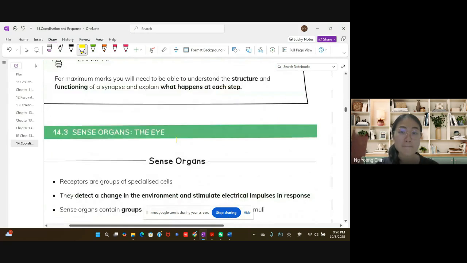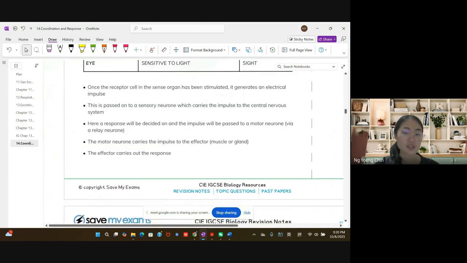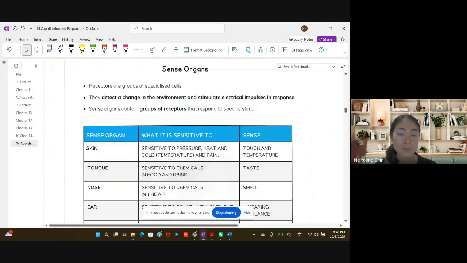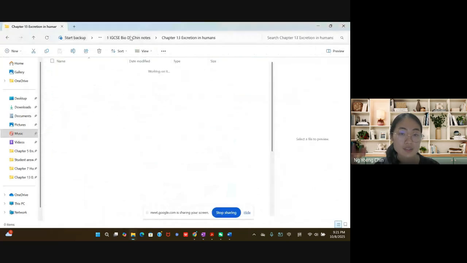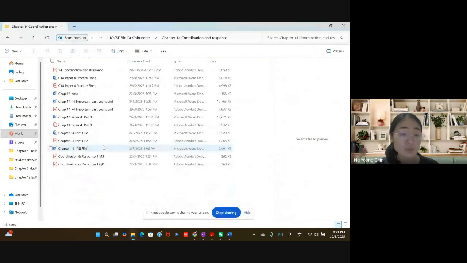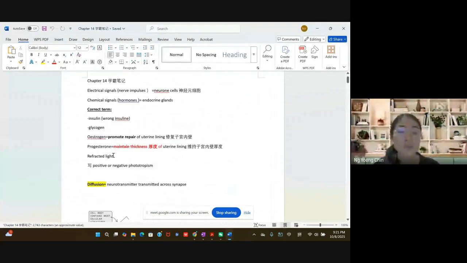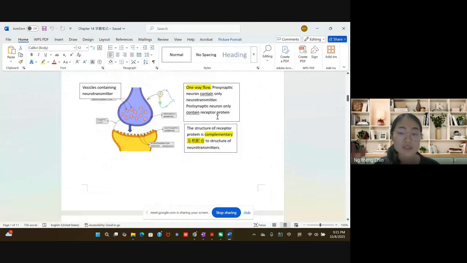Okay, that's all. And then we talk about the sense organs. Before I talk about this, let me show you chapter 14. What are the important notes included in chapter 14? This is the data I sent to you. Chapter 14.